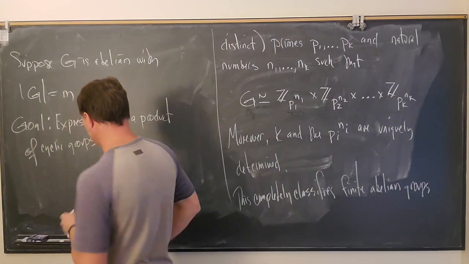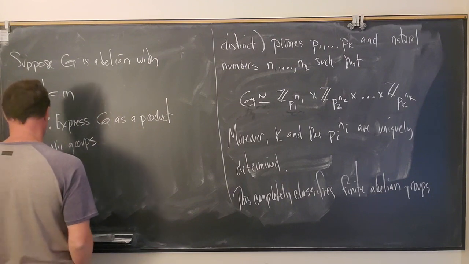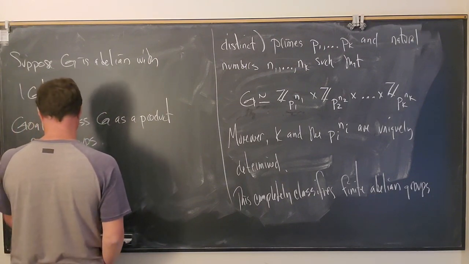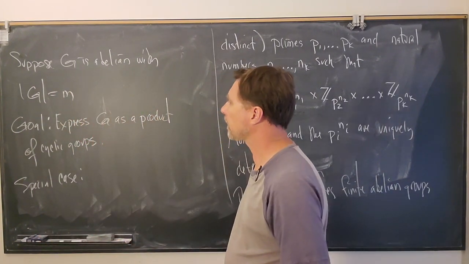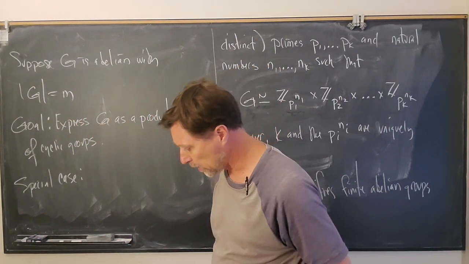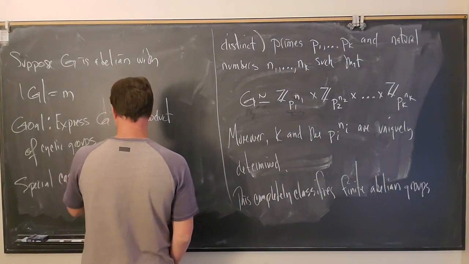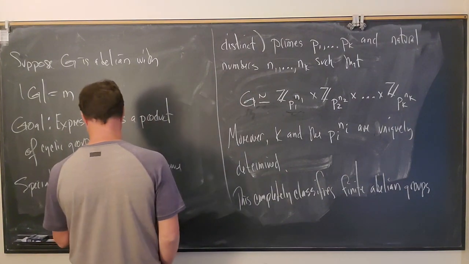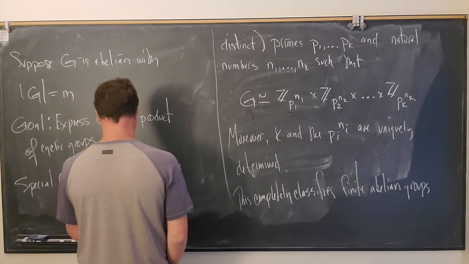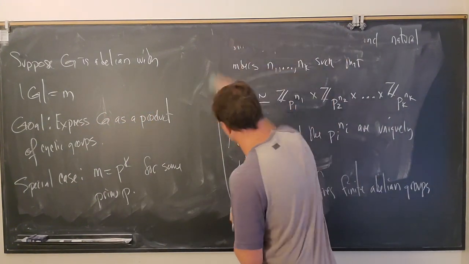So we're going to break this up into two cases. First we're going to do the special case. So the special case is when m is a power of one prime. Right? So the special case is when m is equal to p to the k for some prime p. So m has exactly one prime factor.